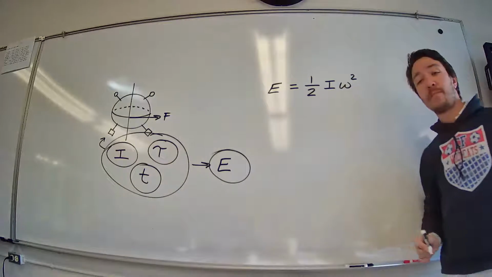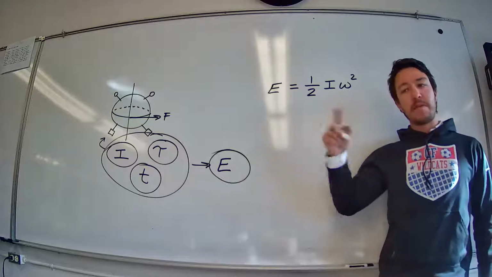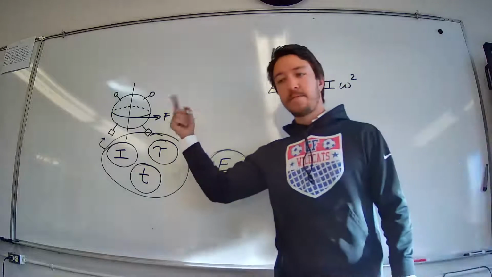One half I omega squared. If you're thinking, what about the plus 1/2 mv squared? Well, he's not moving, right? He's just spinning on an axle.